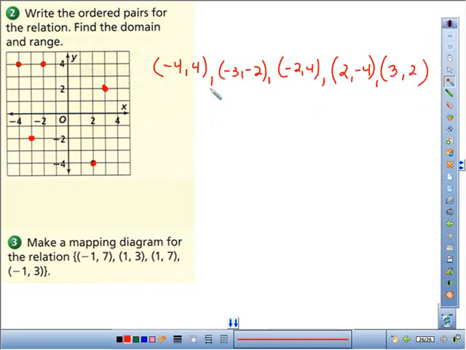Right. So now let's take a look at it. Find the domain and range. Remember the domain are the x values. So the domain in this case would be -4, -3, -2, 2, and 3.